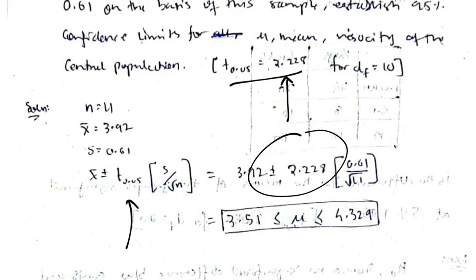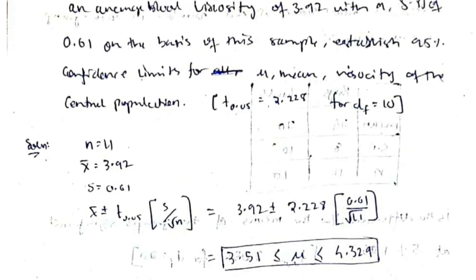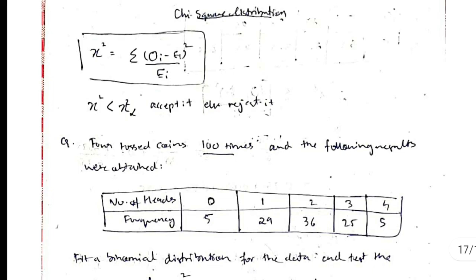Okay, in this question we are finding the probable limits. Okay, in the previous two questions we were just testing the validity. Okay, coming to chi-square distribution, we have the main formula. Chi-square is equal to the sum of (OI minus EI) square by EI. So let's see what it is. And if chi-square is less than the chi-alpha square, then we'll accept it, else we'll reject it.